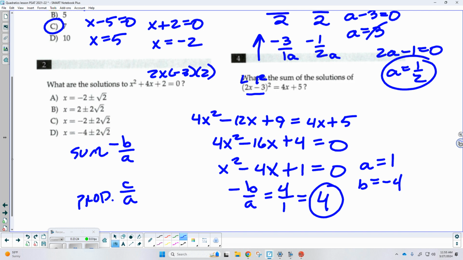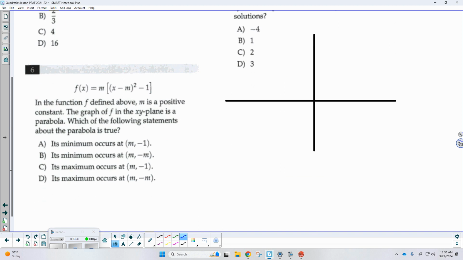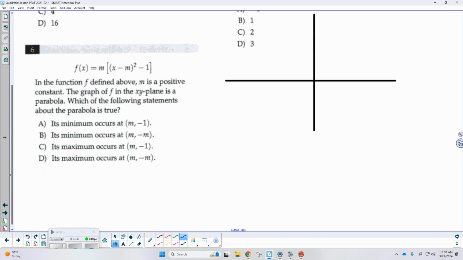Grayson, you want to do number 6? Okay. All right. So we have f of x equals m, and then inside brackets x minus m squared minus 1. In the function f defined above, m is a positive constant. The graph of f in the xy plane is a parabola. Which of the following statements about the parabola is true?